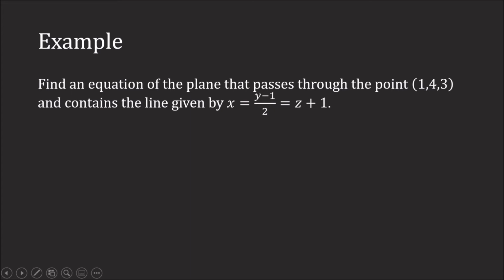Let's now find an equation of the plane that passes through the point 1, 4, 3 and contains the line given by x equals y minus 1 over 2 equals z plus 1. So we have 2 points. We're going to call this point Q. So point P will be any point on this line. So 0, 1, minus 1.